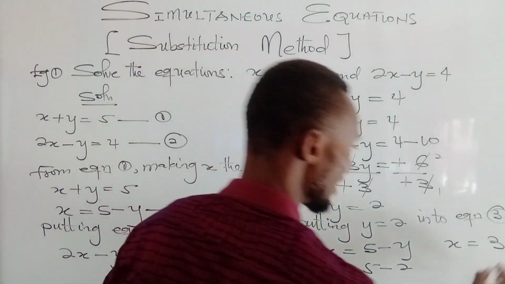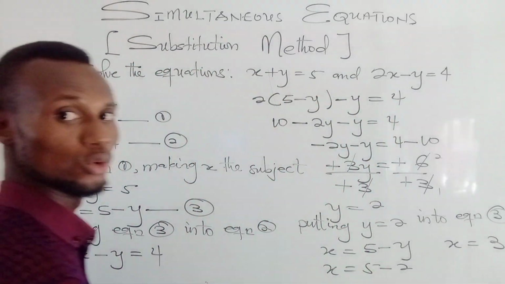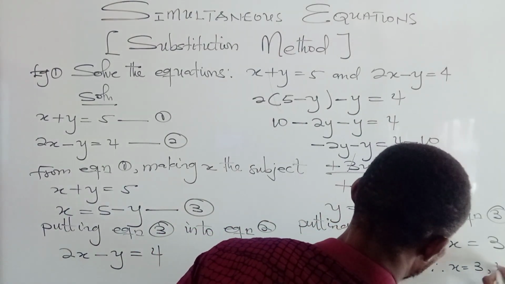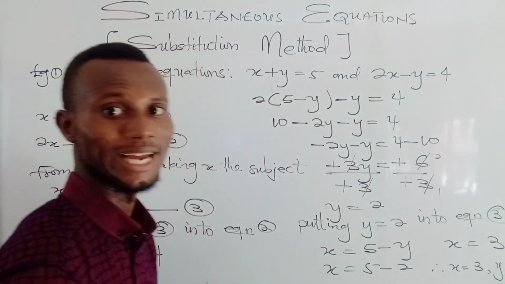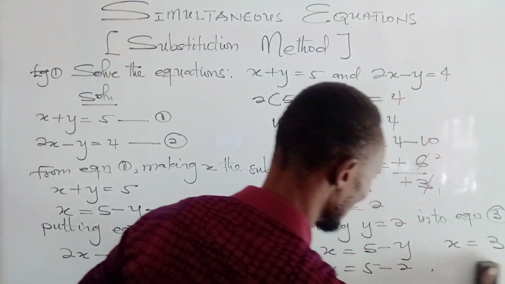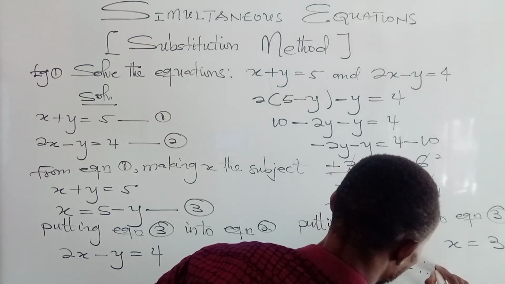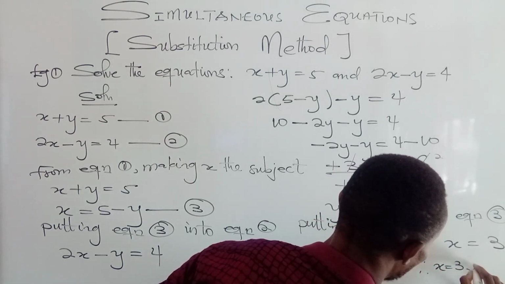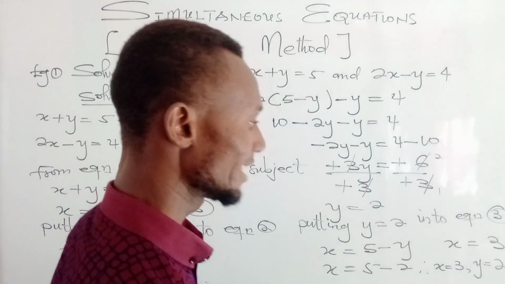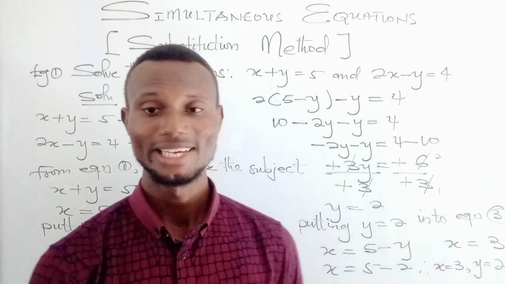So this is my final answer for solving for s and y. We can say therefore our s is equals to 3 and our y is equals to 2, and that is our final answer. I can see it's not clear there, so let me write it well. Therefore my s is equals to 3, comma, my y is equals to 2. I hope it's clear now. This is my final answer for solving for s and y in the given equation.